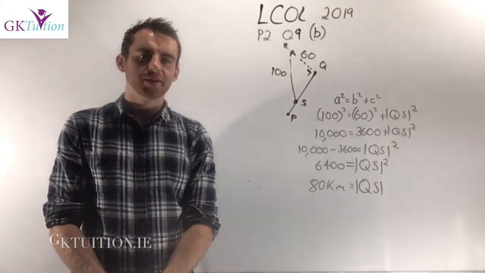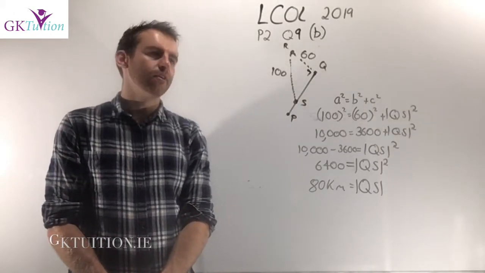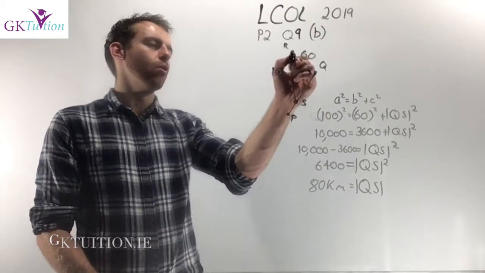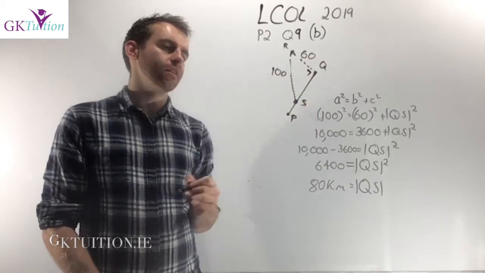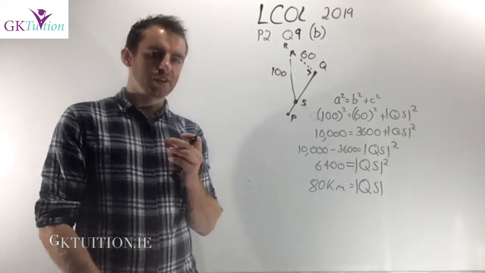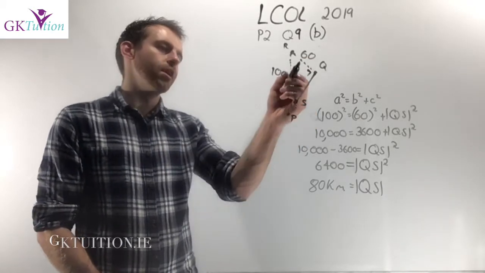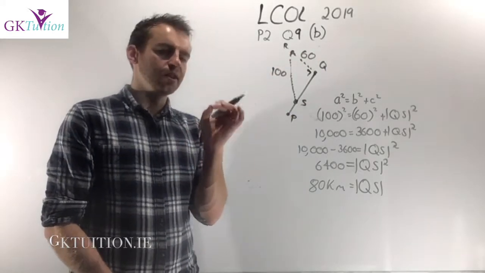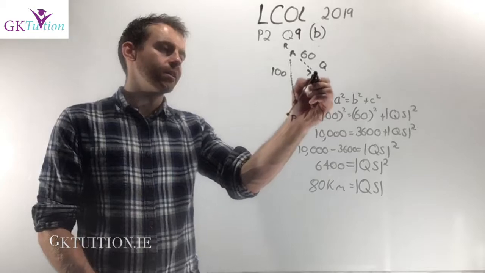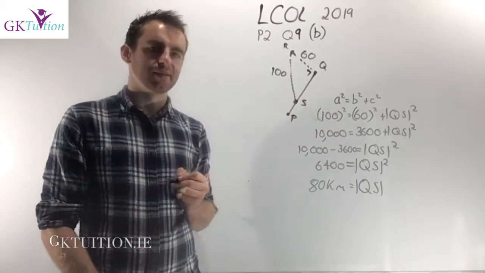In the second part of this question, we're now given a different diagram. We're dealing with the triangle ORQS. We're told that the distance ORS is 100 kilometers. We're asked to use our answer to Part A. So the answer in Part A was that QOR is 60 kilometers. And we're asked to use this answer in order to find the distance from Q to S.